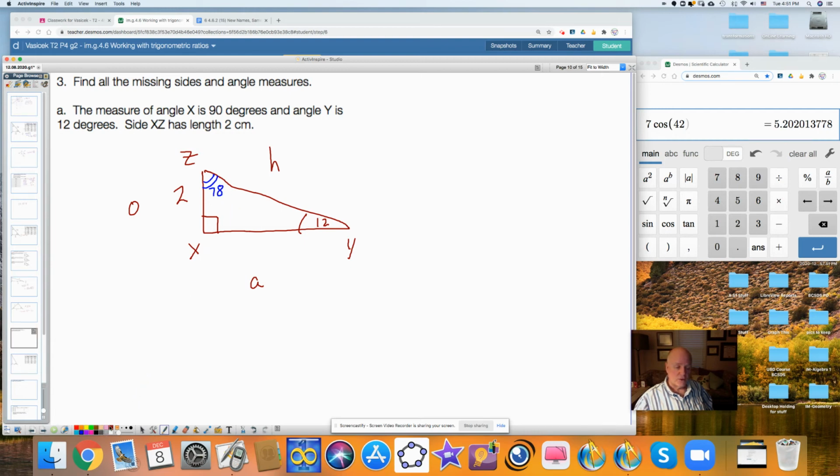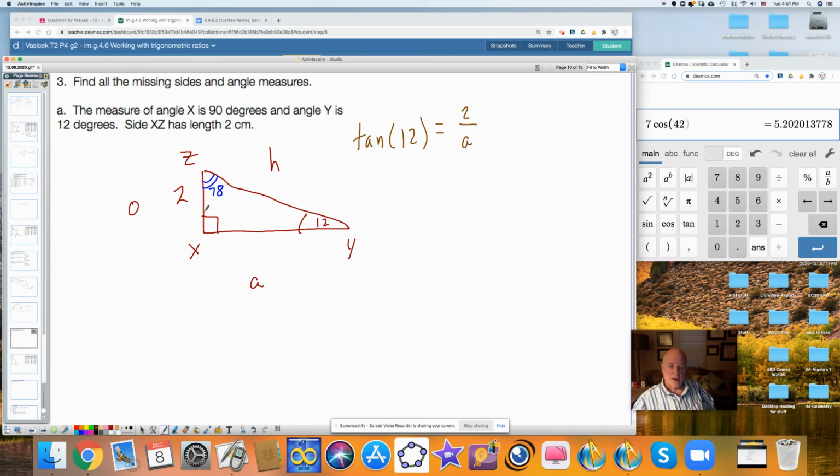Now, to do the rest of this problem, if I look at the opposite over the adjacent, that would be the tangent. The tangent of 12 is equal to 2 divided by a.